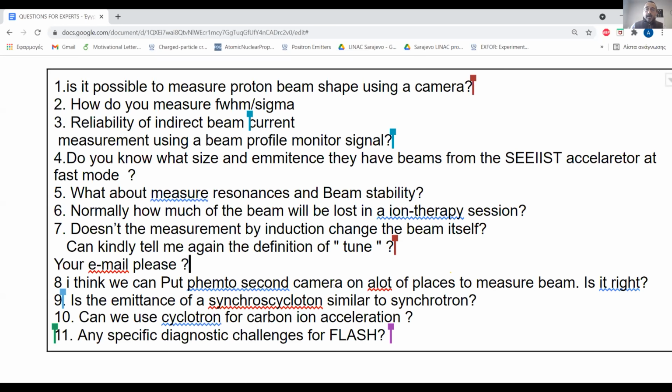If the tune is an integer, then the machine is unstable in principle. However, sometimes we want it, and at half-integer or third-integer tune, actually the extraction works.